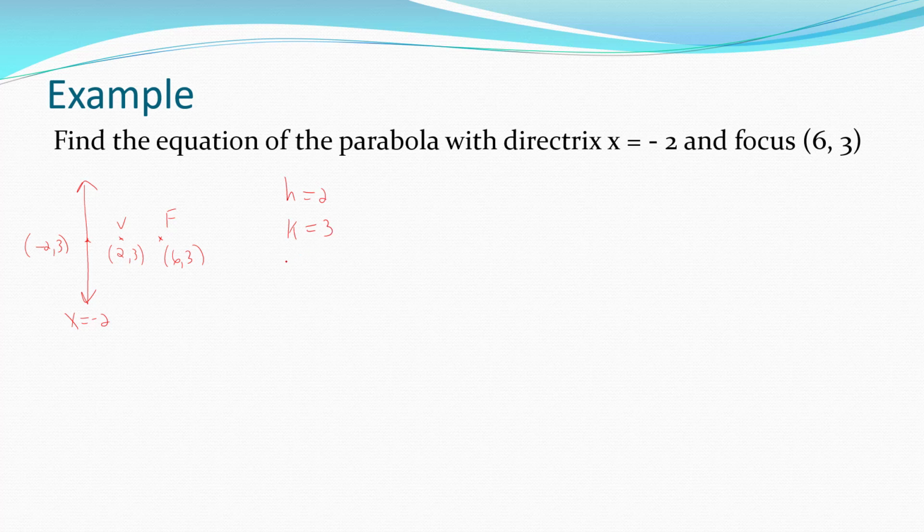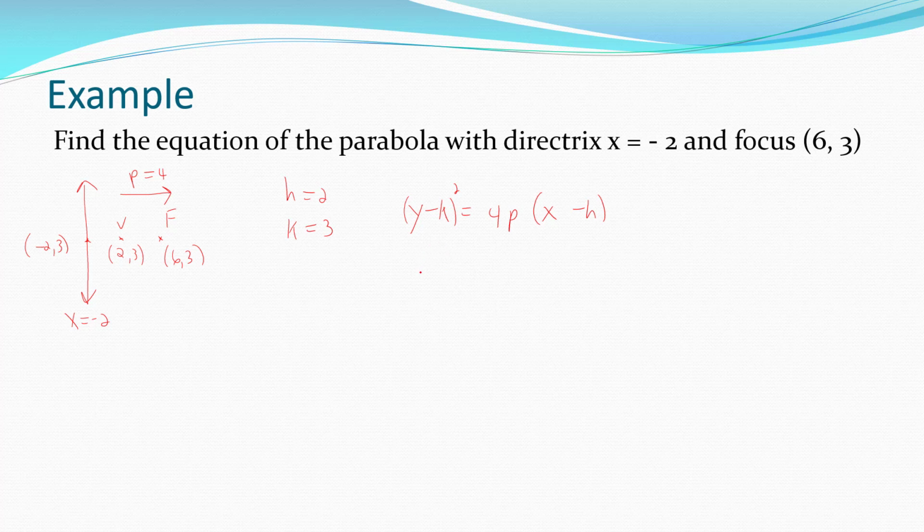Next, I need to know what the p is and what it changes. P is the directed distance going from the vertex to the focus. So that's going this way. That means p must be positive, and p here is 4. Notice also that p is changing x values. Because of that, I know the general formula. It has to be 4p times x minus h, because the p's multiply the x, changing x values. And the other side has to be y minus k squared, and they're equal.